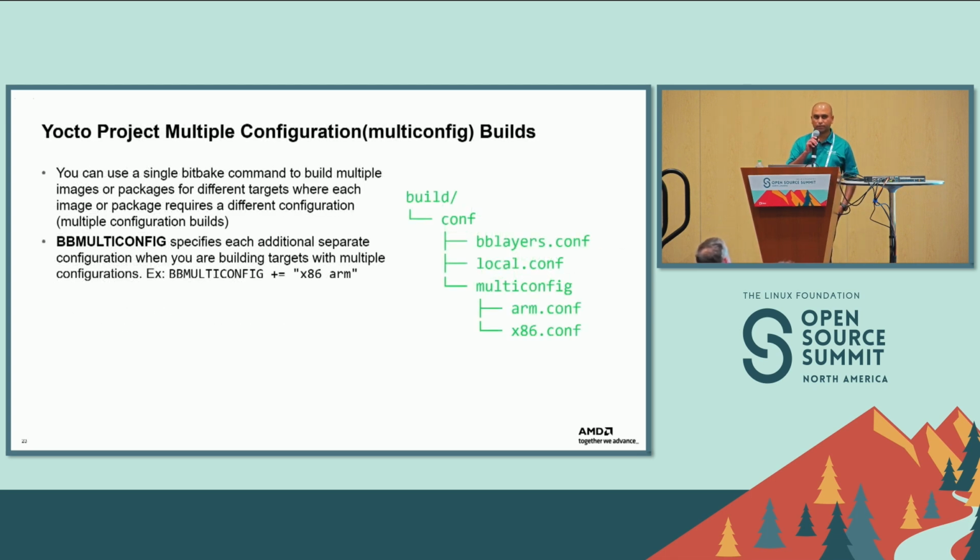Next, the Yocto project has multi-config builds. Basically, with a multi-config build you have configuration files which can be built for multiple target build systems. For example, here if you look, under the build directory you have conf, and under conf you have multiconfig. In the multiconfig you define two configuration files. One is specific to the ARM configuration, and the other you can set for the x86 architecture. The multiconfig specifies each additional configuration file for building multiple target systems.